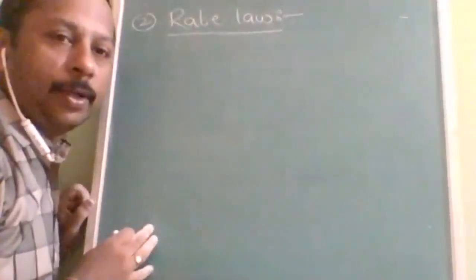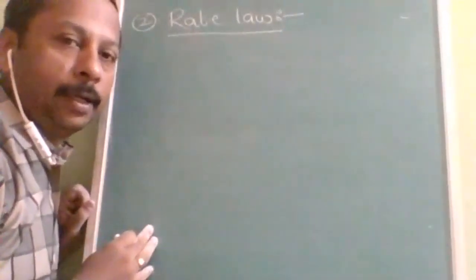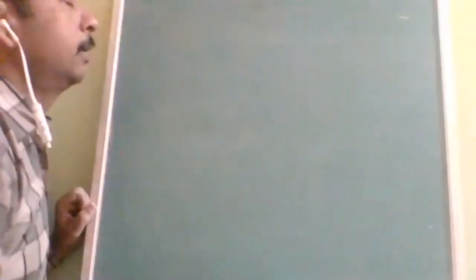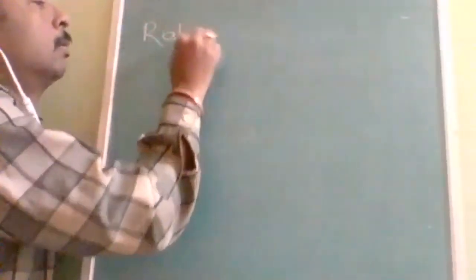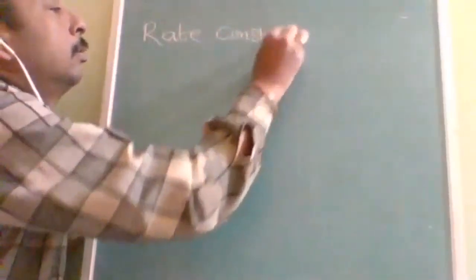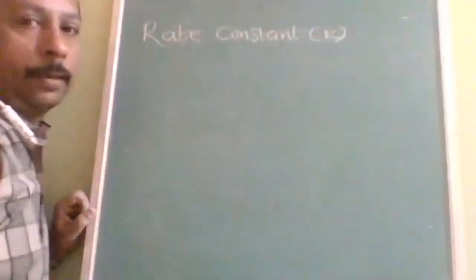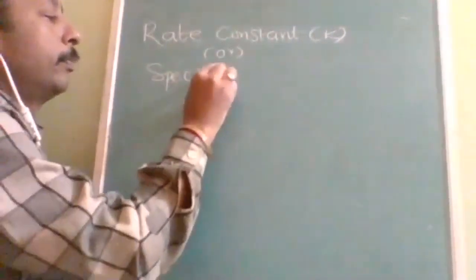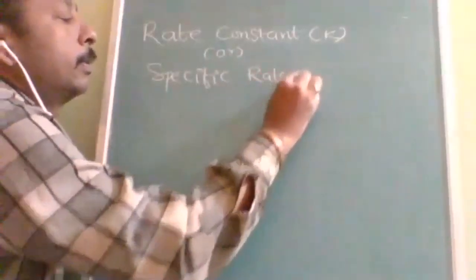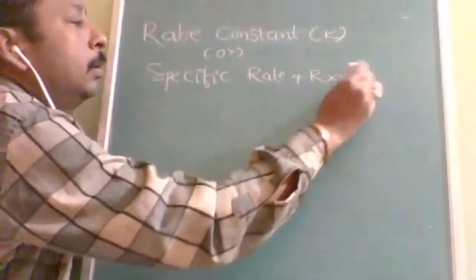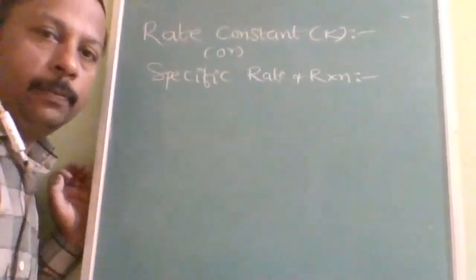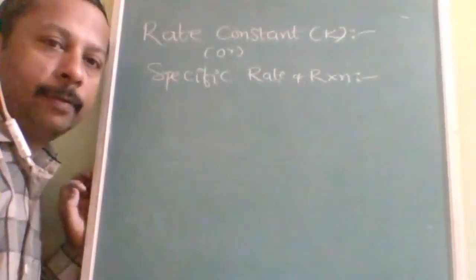Okay, now we are going to study the most important topic, after the rate law. In the rate law only and in the law of mass action only, this topic is involved. Okay, what is that topic? Rate constant. Rate constant K. It is also called as specific rate of reaction. Rate constant or specific rate of reaction.